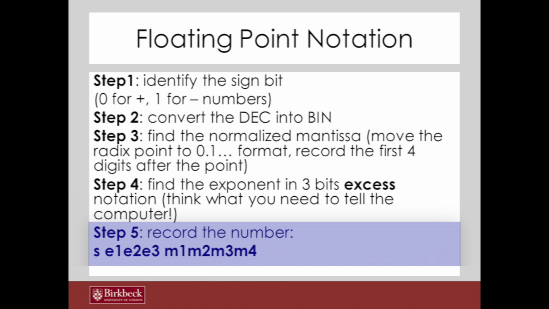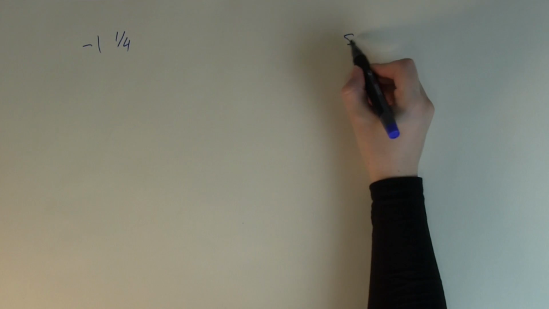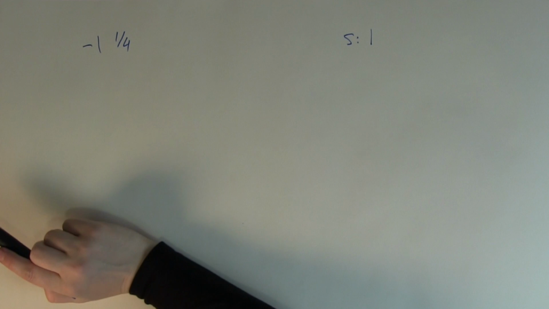It probably takes quite a bit to explain, but you will see that when you're looking at examples, they're slightly easier to follow. So the first example, I have got -1 and a quarter. So the sign bit therefore will be 1 because I have got a negative number.